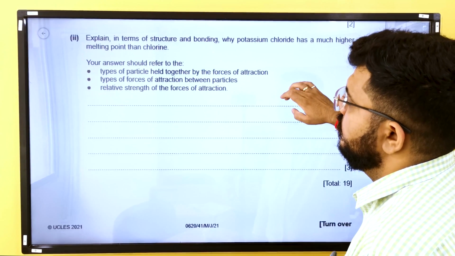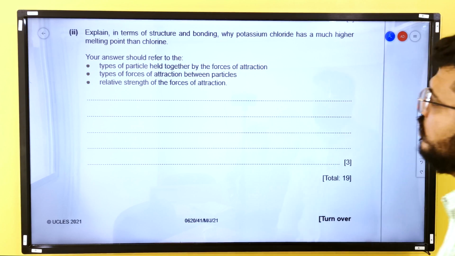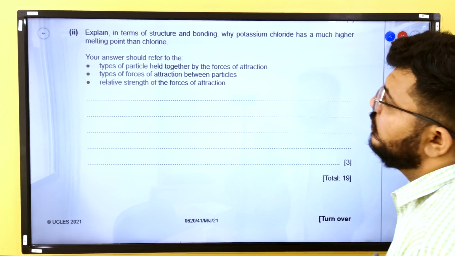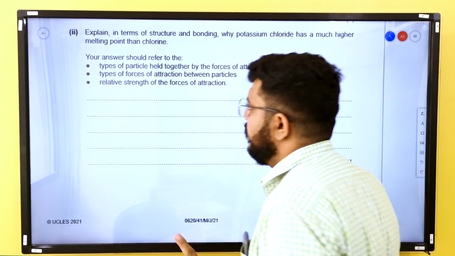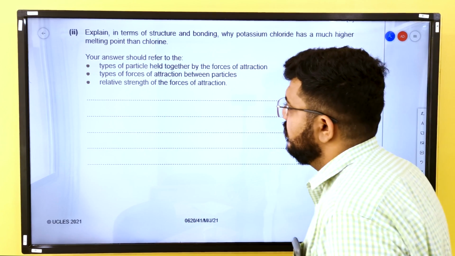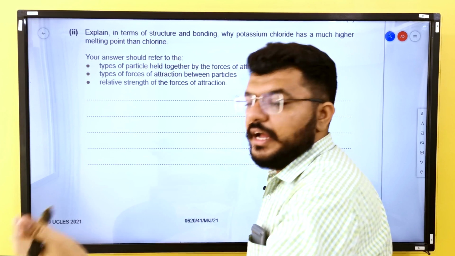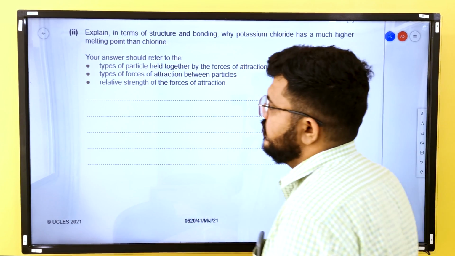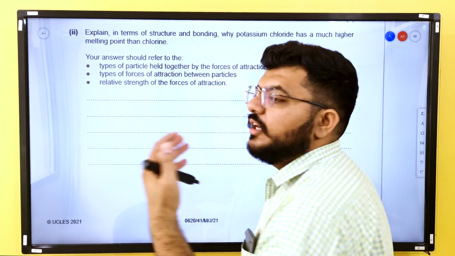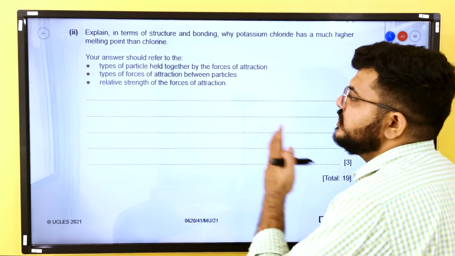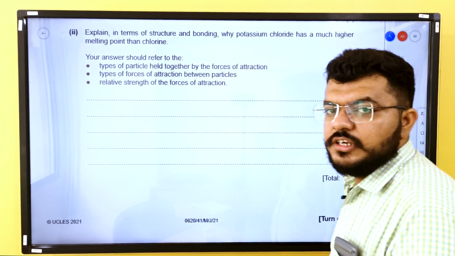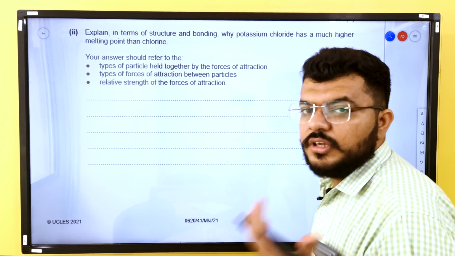Okay. Question number 2, part 2. Explain in terms of structure and bonding why potassium chloride has a much higher melting point than chlorine. Your answer should refer to type of particles held together by forces of attraction. So type of particles: KCl is ions and Cl2 are molecules. Type of forces of attraction between particles: in KCl it's ionic attraction and in Cl2 it is molecular attraction. Relative strength: the molecular attraction between Cl2 molecules is weaker compared to the ionic attraction.